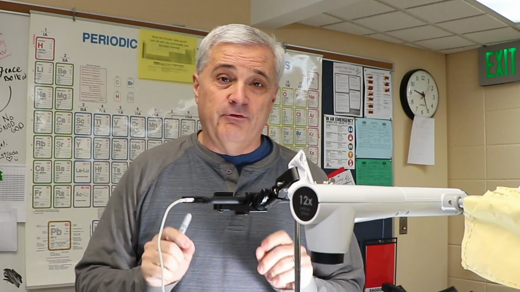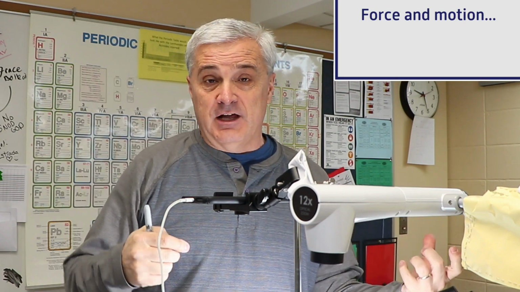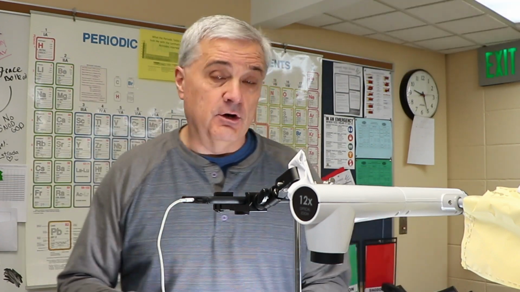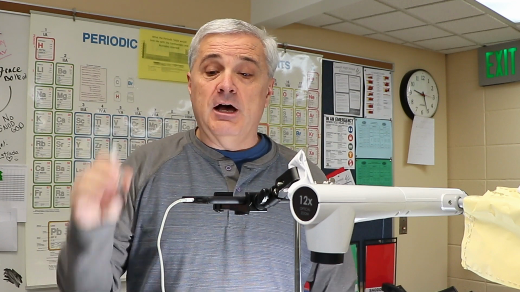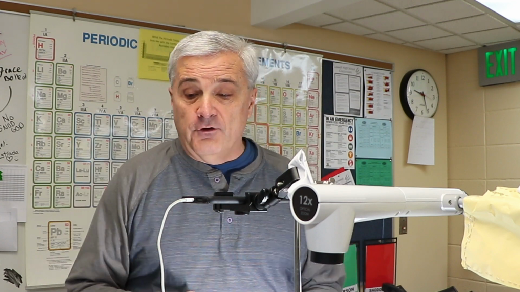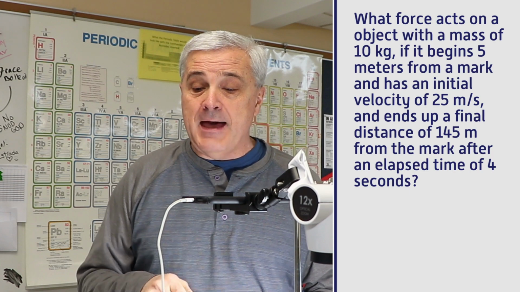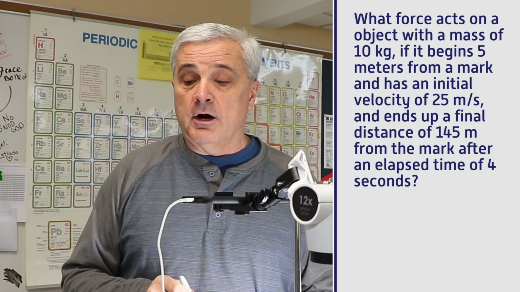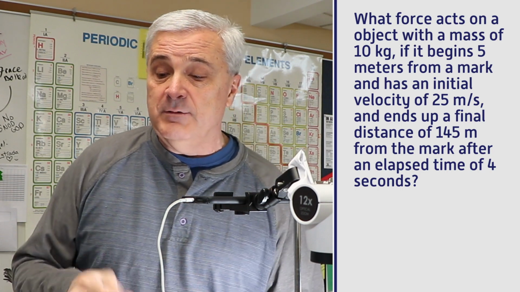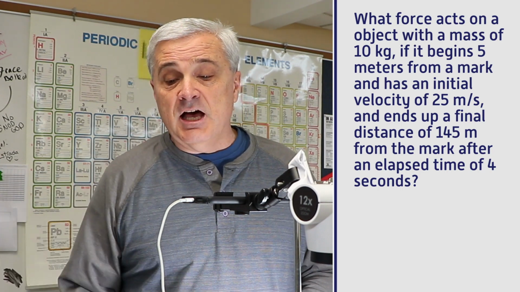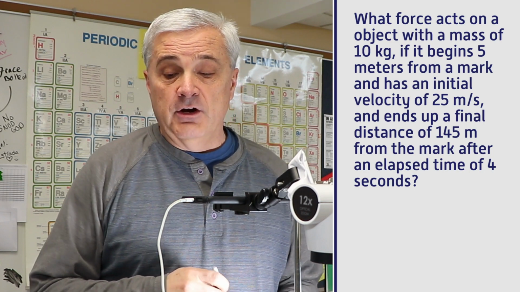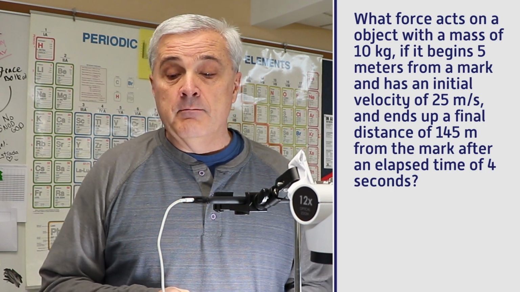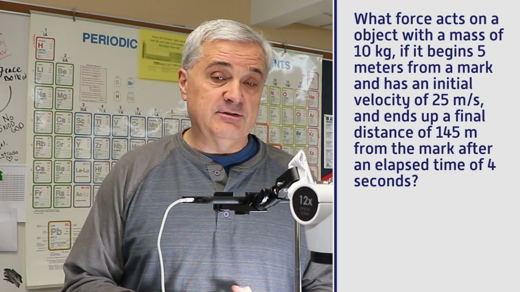This is the first of a series of videos where we're going to be looking at the relationship between force, mass, and the rate of acceleration as it applies to final velocity or final distance. So we're going to be working through problems such as: what force acts on an object with a mass of 10 kilograms if it begins 5 meters from a mark and has an initial velocity of 25 meters per second and ends up a final distance of 145 meters from the mark after an elapsed time of 4 seconds?